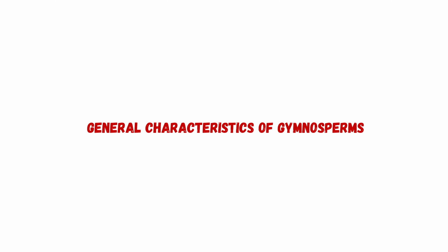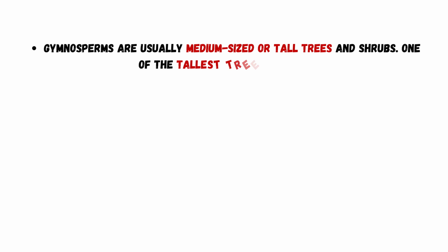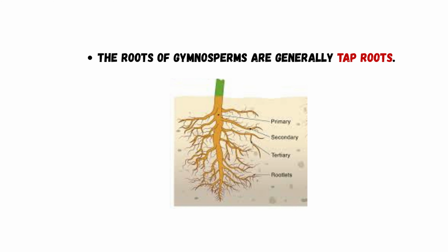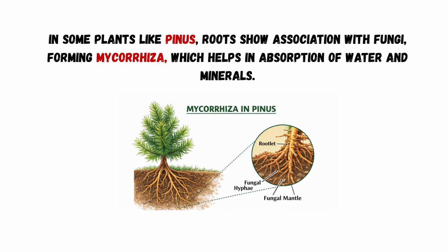Now let us understand general characteristics of gymnosperms. So gymnosperms are usually medium-sized or tall trees and shrubs. One of the tallest trees in the world is Sequoia, which belongs to this group. The roots of gymnosperms are generally tap roots. In some plants like Pinus, roots show association with fungi, forming mycorrhizae, which help in absorption of water and minerals.